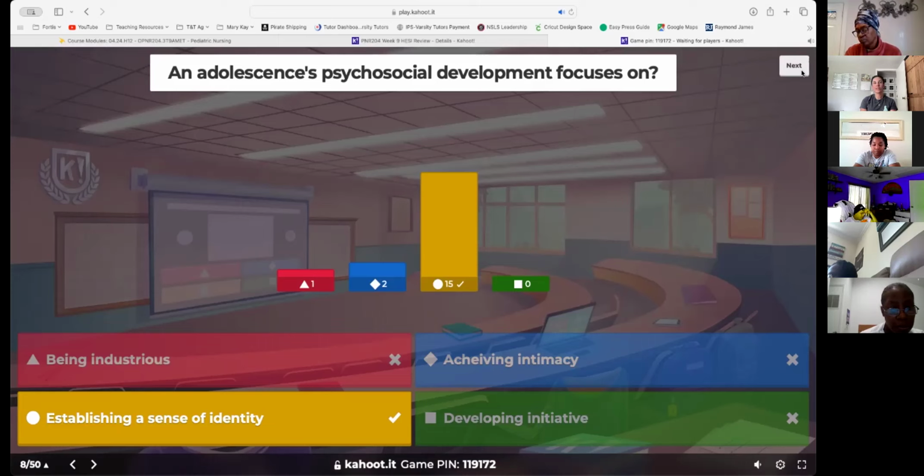Going back to our theorist, adolescent psychosocial development focuses on establishing that sense of identity.